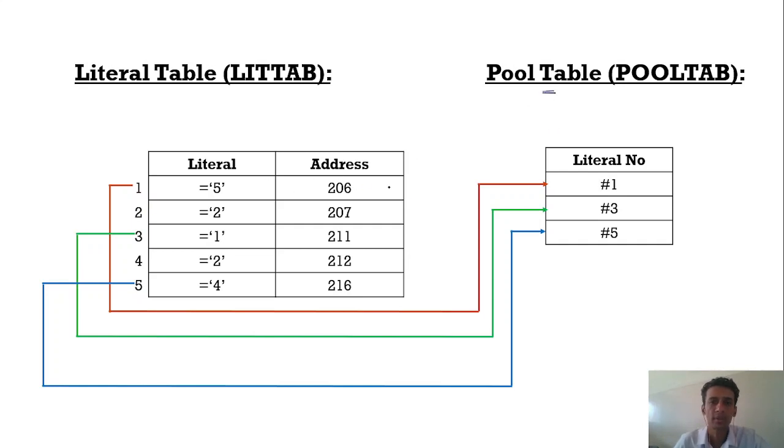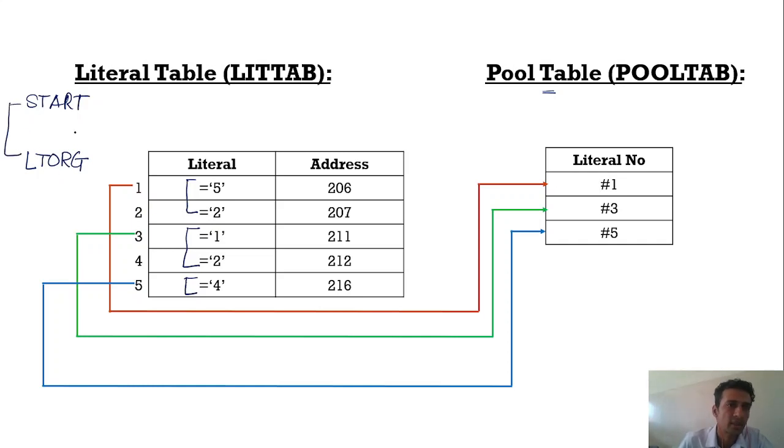If you remember, the first pool of literals was 5 and 2, the second pool of literals was 1 and 2, and the third pool of literals was 4. So how did we finalize that these literals belong to the same pool? For that, what we should understand is that our program starts from the START instruction, and after that whenever we get the LTORG statement, all the literals used between START and LTORG will fall under pool 1 of literals.